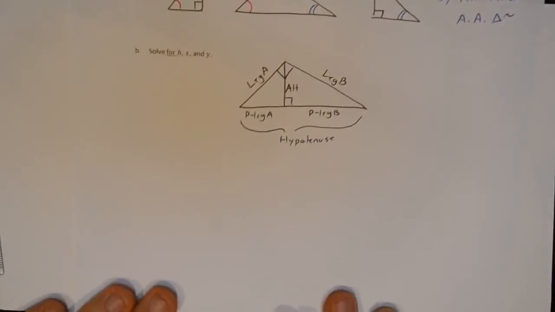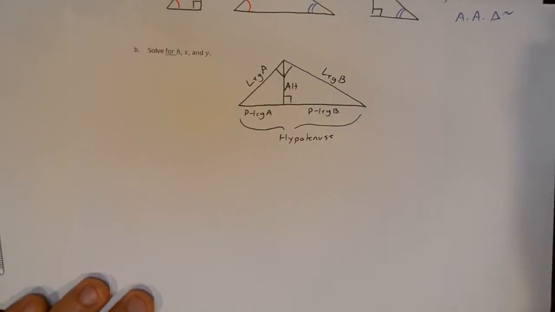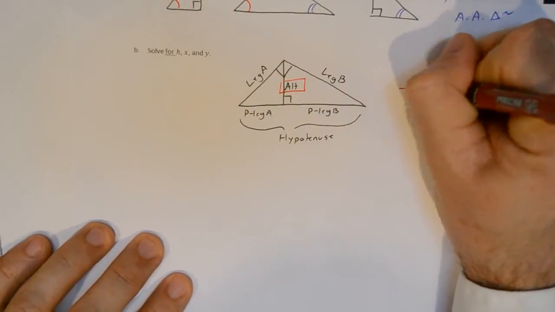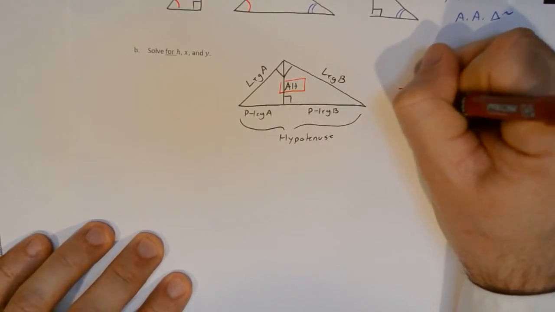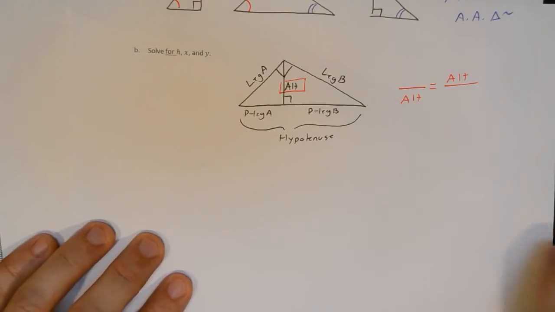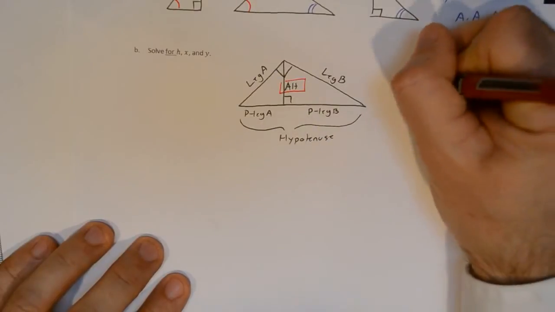Okay. So in this picture, we need to know two proportions. Let me start with the altitude. So the altitude is the mean proportional. That means it would go in the mean positions in the proportion, bottom left, top right, between the two projections of the legs, right? So P leg A and P leg B.